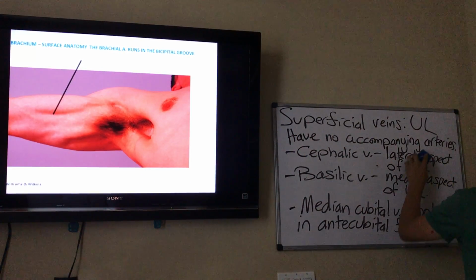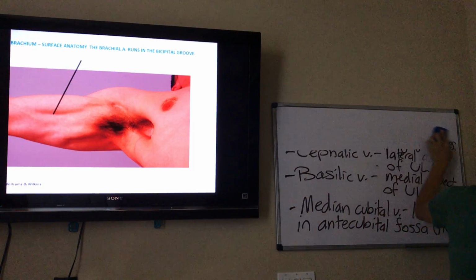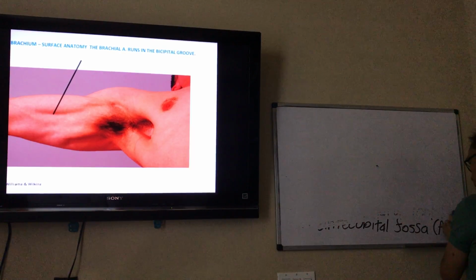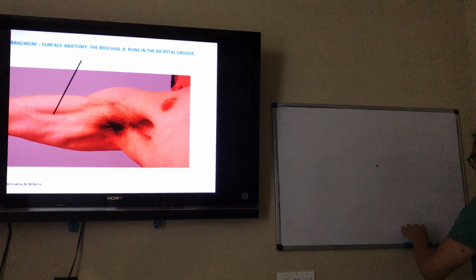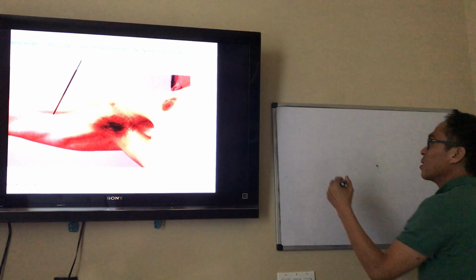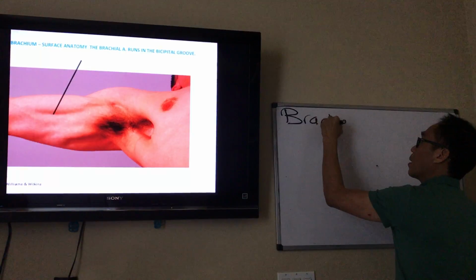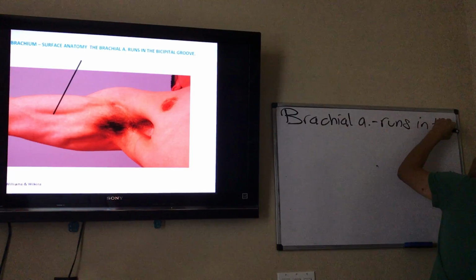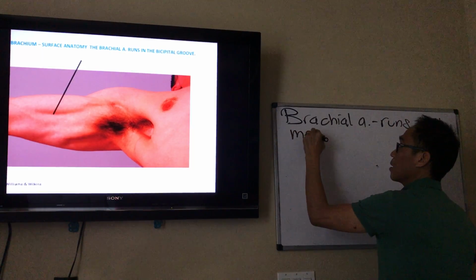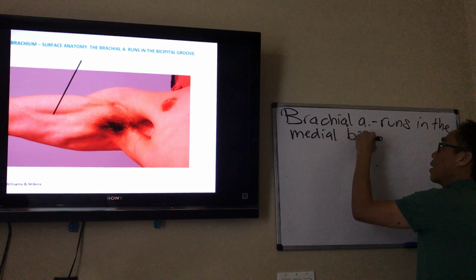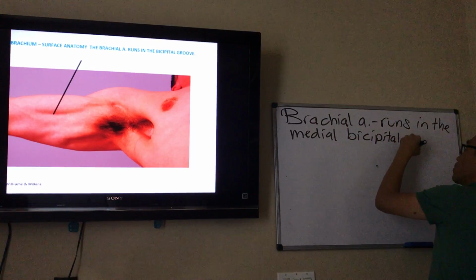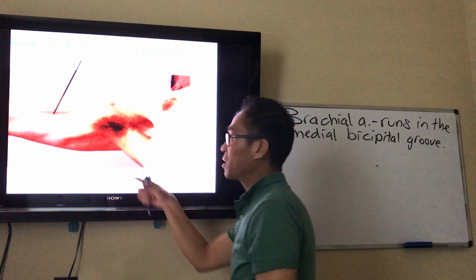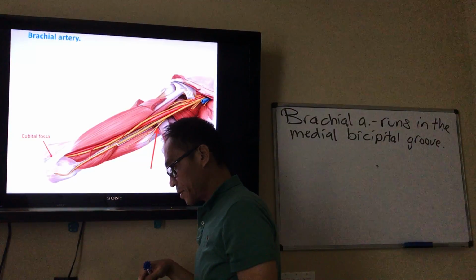Here it says, going back to the main artery of the arm, brachial artery. Because the brachium is the arm, that's the arm region. So, brachial artery runs in the median, I should say medial bicipital groove. So that groove kind of approximates its location deeper. If you look at a dissected picture, you can kind of see it there.